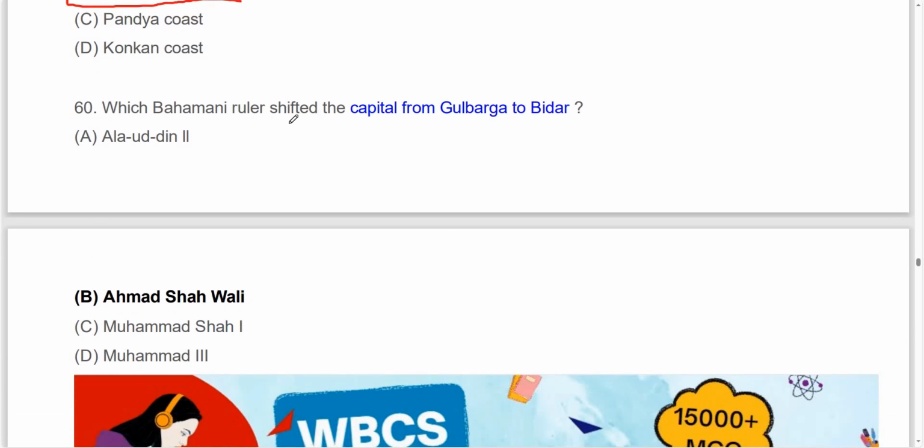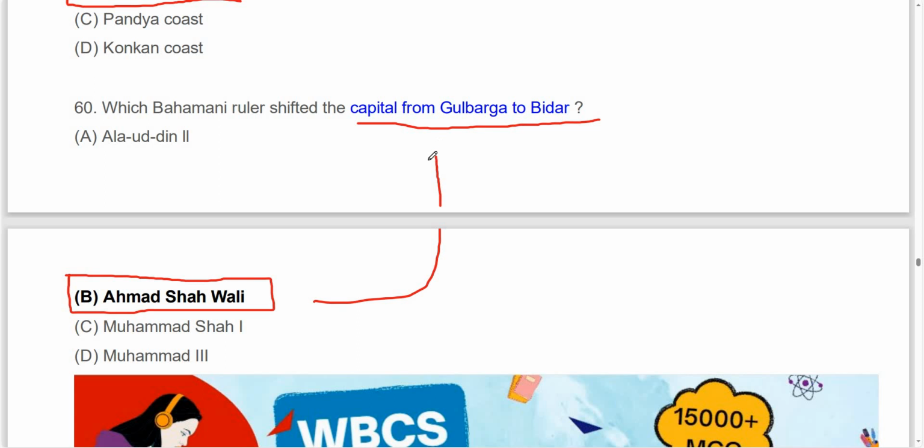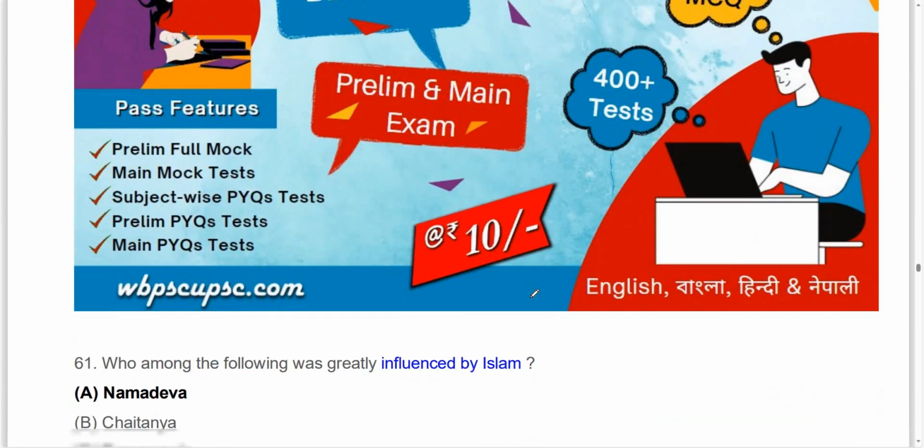Which Bahmani ruler shifted the capital from Gulbarga to Bidar? Ahmad Shah Wali. Wali means a learned, good person. From Gulbarga to Bidar, Ahmad Shah Wali was the one. The Bahmani ruler Ahmad Shah Wali shifted his capital from Gulbarga to Bidar. Moving on to the next question.